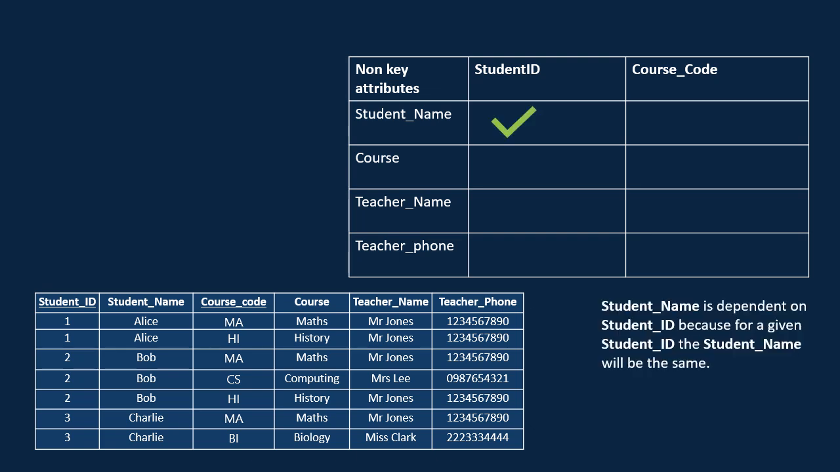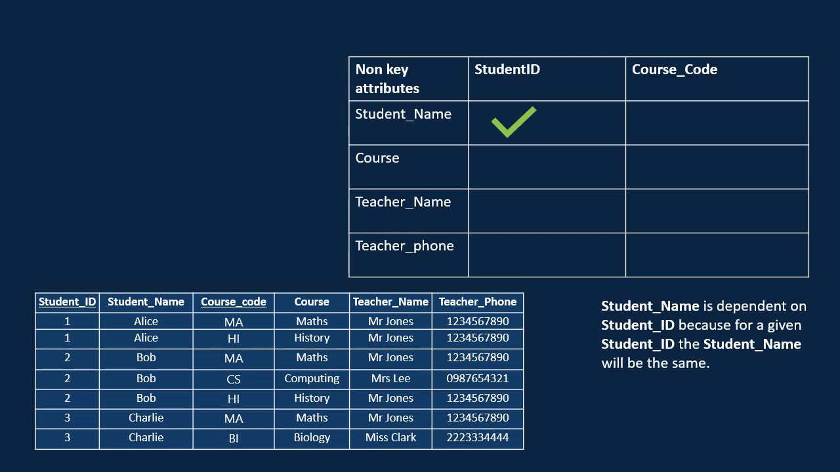So to begin with, we'll look at student name and determine whether it's dependent on student ID. Well, it is, because given student ID of 1, student name will always be Alice. So student ID 1 is Alice, student ID 1. Based on the data in the table, you can see that's the case. Intuitively also, we'd expect that to be the case. So given the student ID, you'd have the same student name.